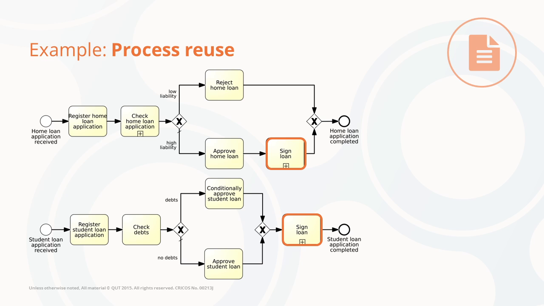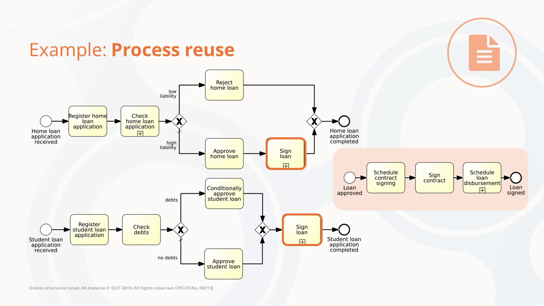products. So whether you are applying for a home loan or for a student loan, at some stage you may need to sign the loan, in which case we can define the content of this subprocess as a global process model that is available at the same level as any other model in the repository, so can be invoked from within each of these two loan application processes, because the content is going to be the same.